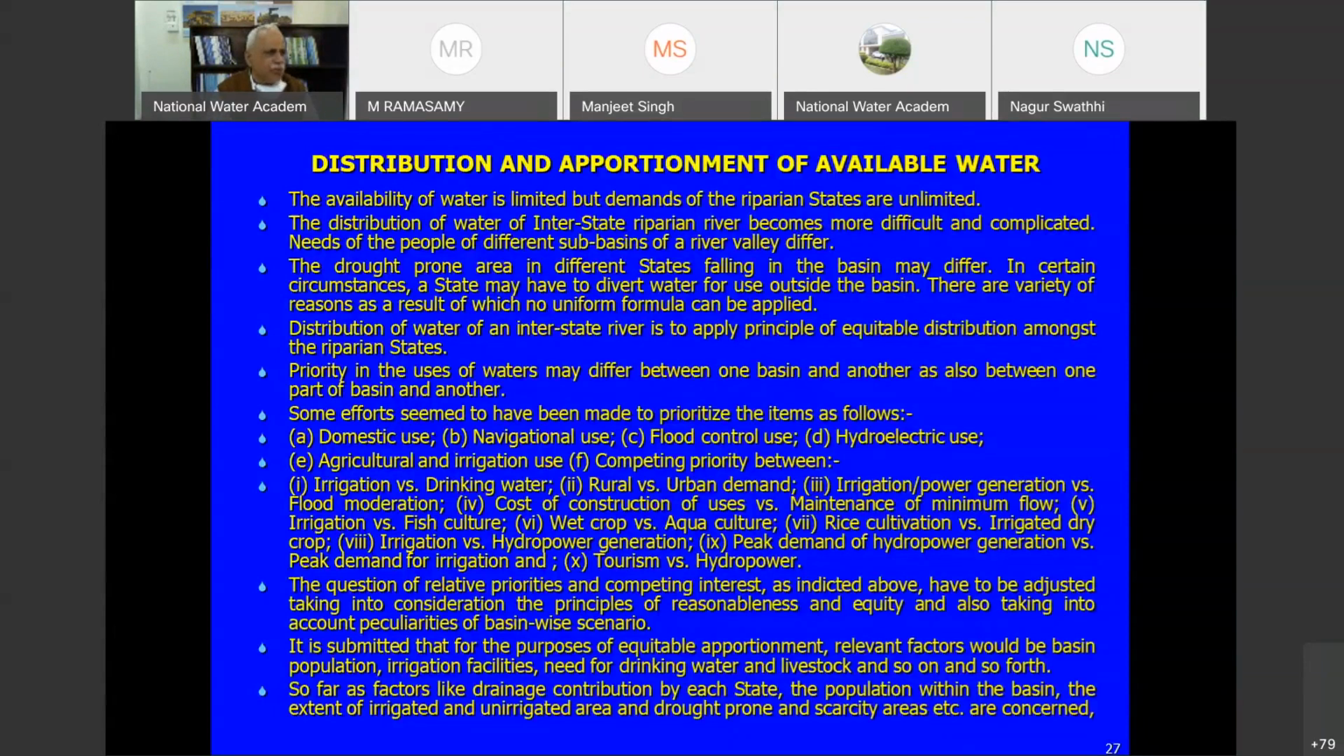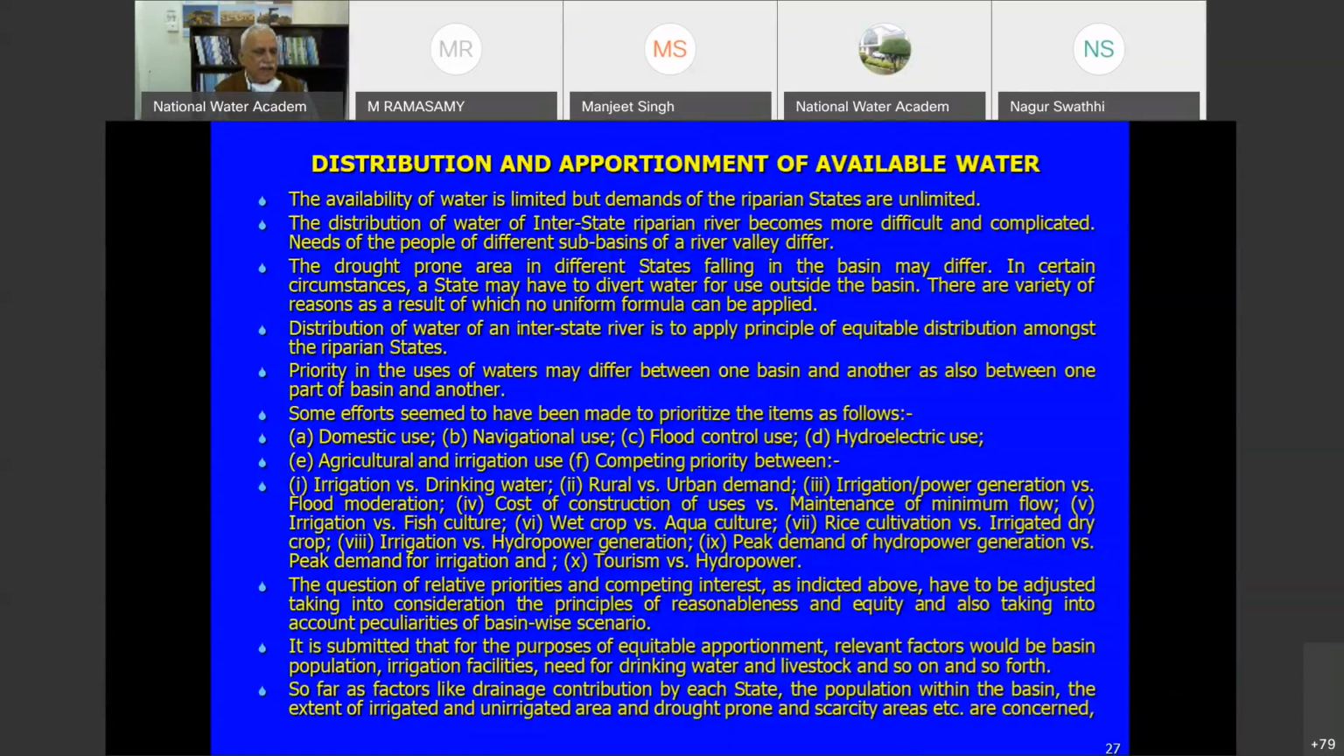So these are the different aspects this tribunal has considered. And then they said the question of relative priorities and competing interests, as indicated above, had to be decided taking into consideration the principles of reasonableness and equity, and also taking into account peculiarities of basin-wise scenario. It is submitted that for the purposes of equitable apportionment, relevant factors would be basin population, irrigation facilities, need of drinking water and livestock, and so on and so forth.